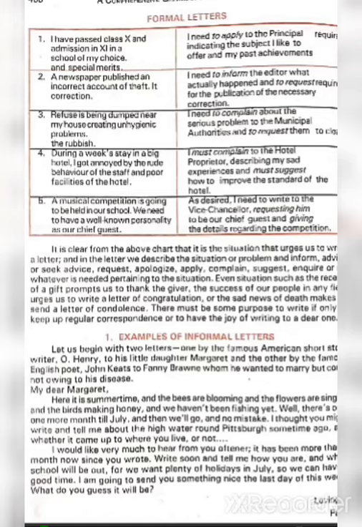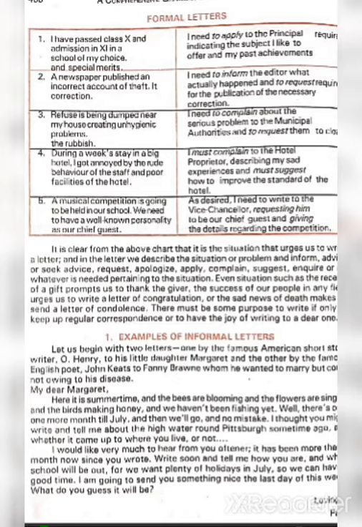Purpose of writing a formal letter. There is, in the first column, the situation and what you have to write, and to whom you have to write. I have passed class 10th and got admission in 11th in a school of my choice and special merits. I need to apply to the principal, indicating the subject I would like to offer and my past achievements.